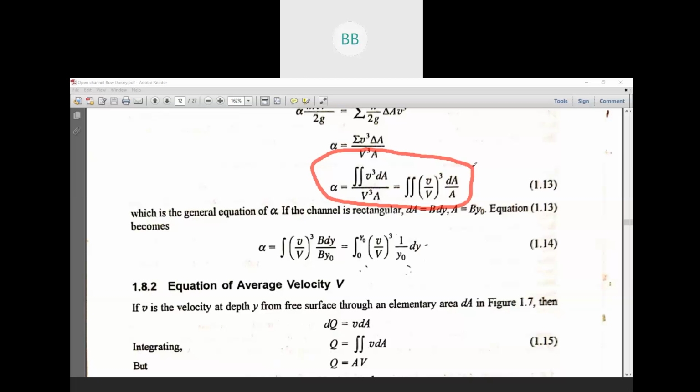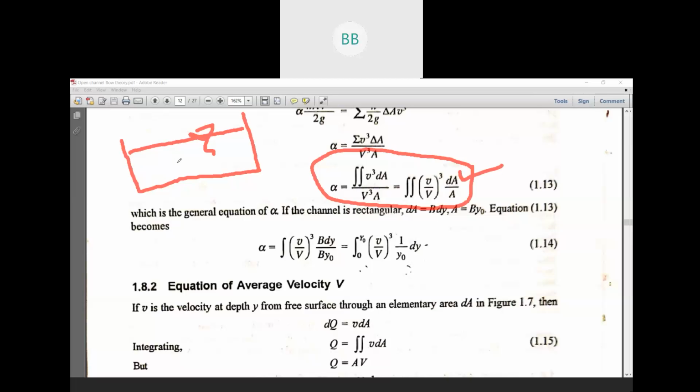This is your overall expression. Now what we are going to do is consider a rectangular channel and find the expression for a rectangular channel. This expression is irrespective of the channel shape. Whatever we are going to derive now is only for a rectangular channel. We are going to use this equation only.